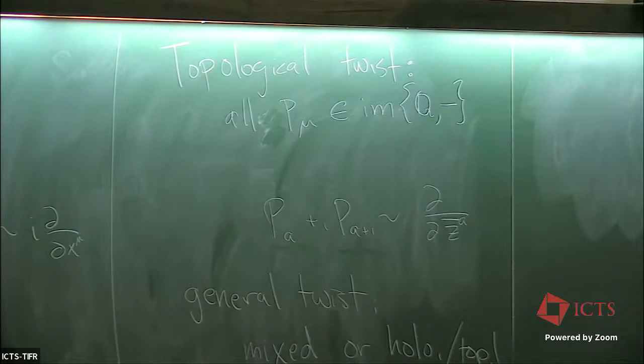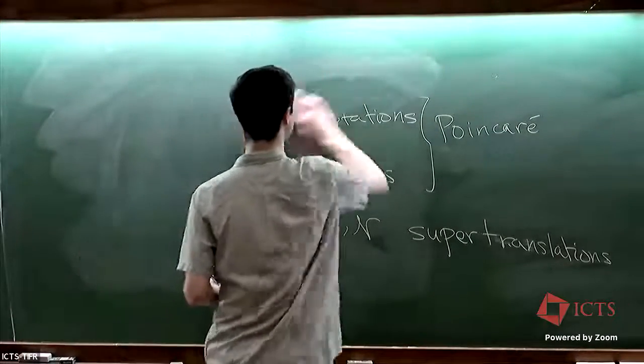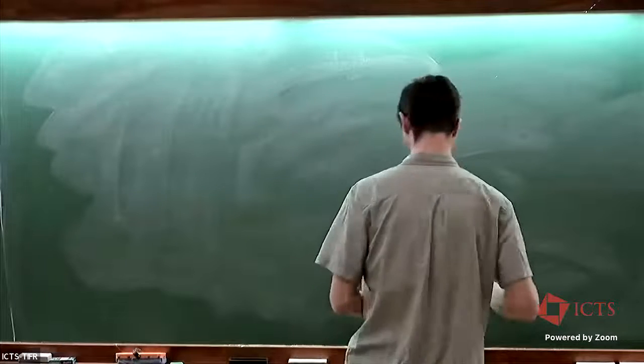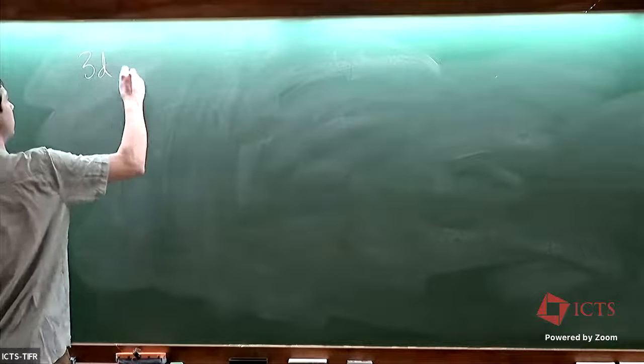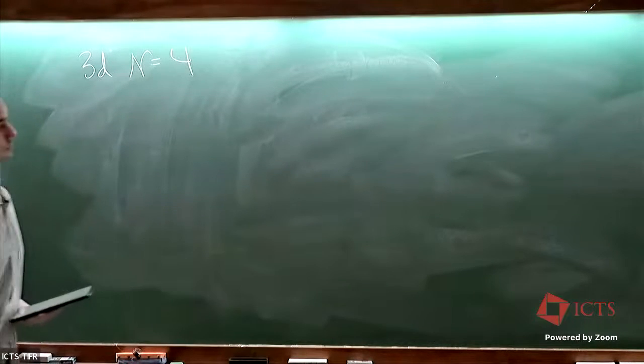Okay. So I've run out of time. Let me just tell you where I'm going to be going next time. Next time, we're going to be looking at 3-dimensional N=4 quantum field theory. So let me just tell you what the 3D N=4 supersymmetry algebra looks like.